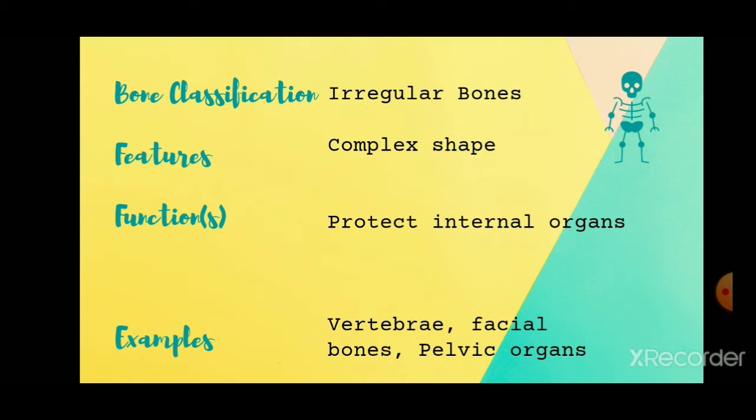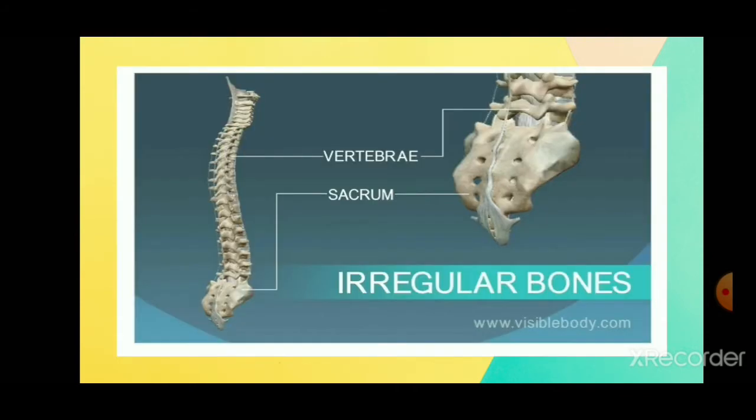These irregular bones are for the protection din ng internal organs. Kagaya na lamang nitong nasa picture, itong vertebrae or ang ating vertebral column na pinaprotektahan ng ating spinal cord. Ito namang sacrum, ito yung closer picture niya. Ang function niya naman is to protect the lower back nerves.